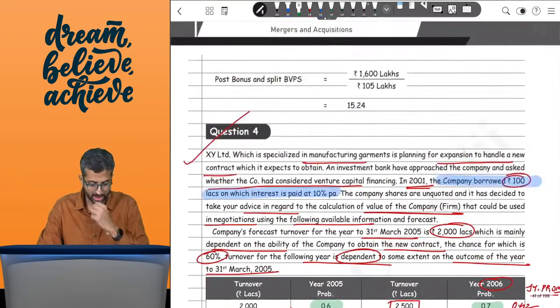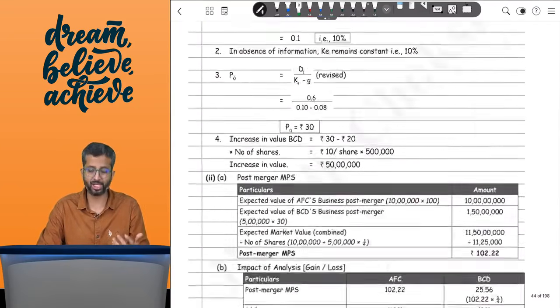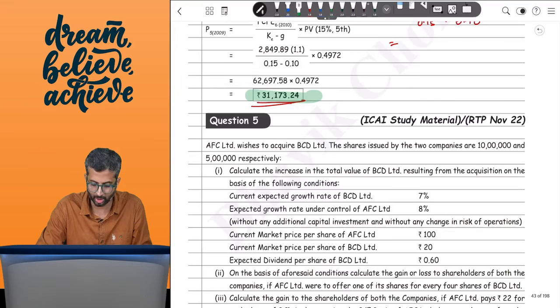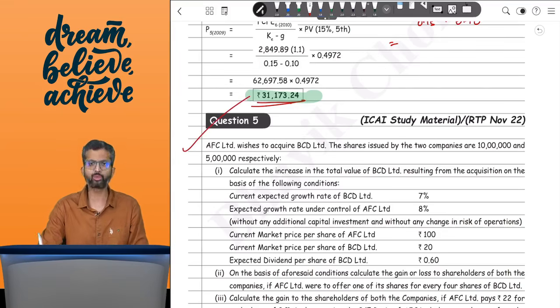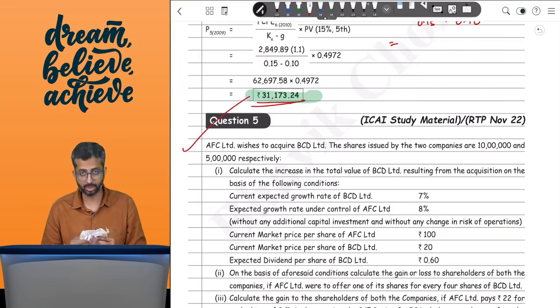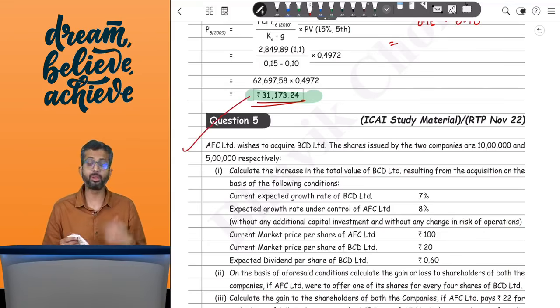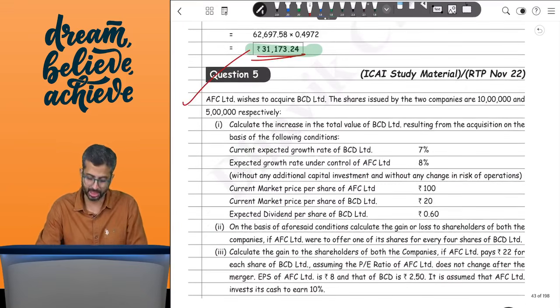Okay, so this is question number 4, more of a valuation question rather than being a merger question. Next is question number 5. This is an interesting question in mergers where different growth rates are available and growth rates change because of the merger, and also there is a possibility of a cash acquisition in this. So very good question, something which can possibly come in the exams.